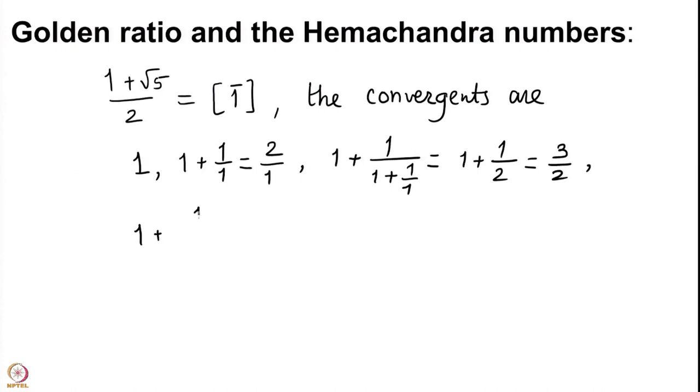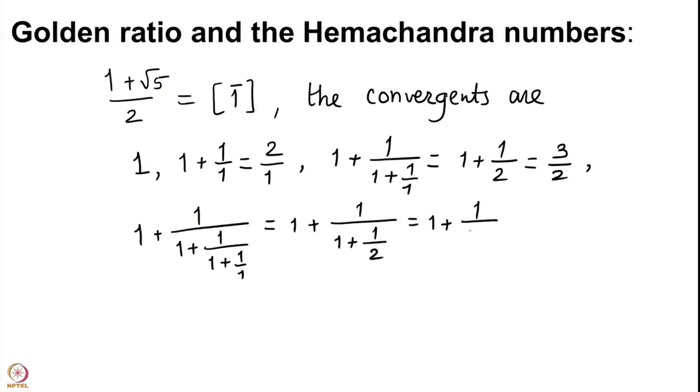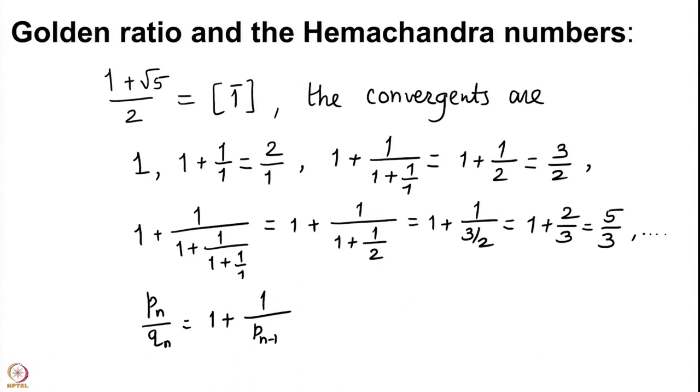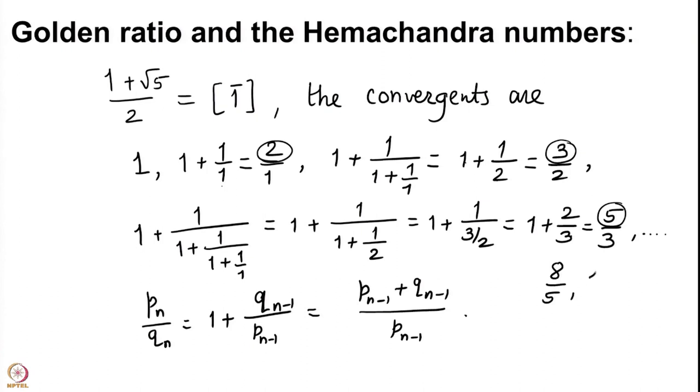The next one is dot dot dot. The reason for this is that Pn by Qn is going to be 1 plus 1 upon Pn minus 1 by Qn minus 1. So, you are going to get Pn minus 1 plus Qn minus 1 over Pn minus 1. So, the 2 that you have obtained here is 1 plus 1, the 3 that you obtained here is 2 plus 1, 5 is 3 plus 2. The next one would therefore be 8 upon 5, after that you are going to get 13 by 8, 21 by 13 and so on.